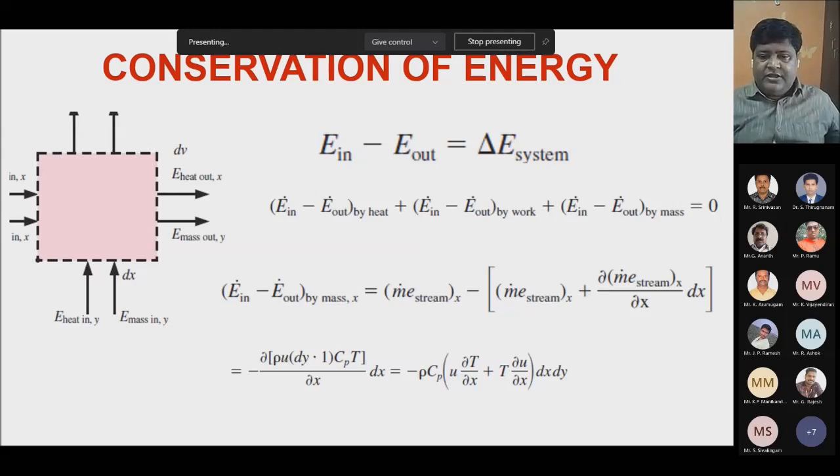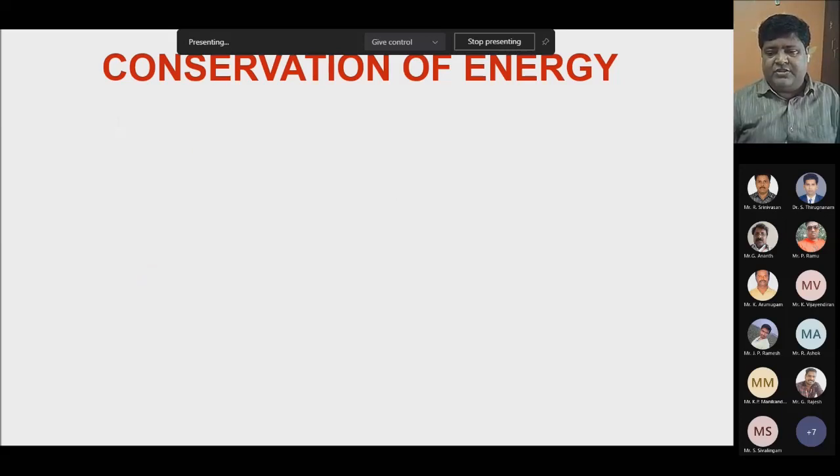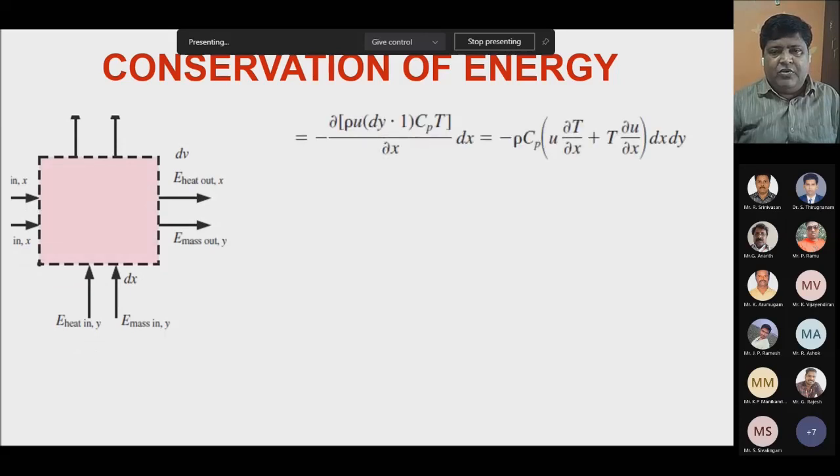Minus rho Cp. So you can take this minus rho Cp outside from this equation. Then you will have dou of u and T, and you do a differentiation by the uv method. You'll get u into differentiation of T plus T into differentiation of u, and finally you get this equation: minus rho Cp into u into dou T by dou x plus T into dou u by dou x into dx dy. With that, we have finally got this equation derived.